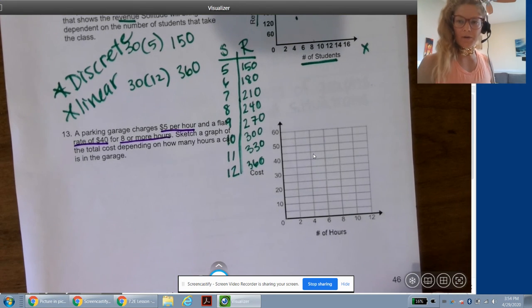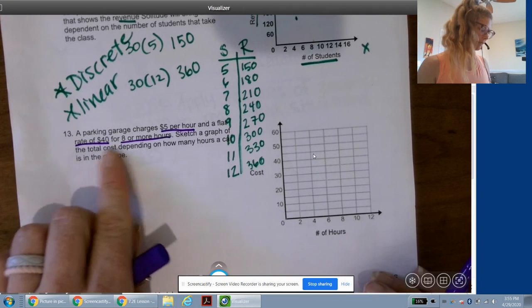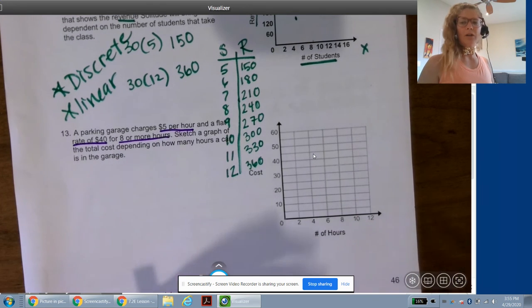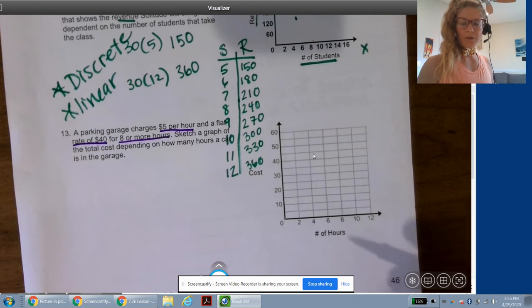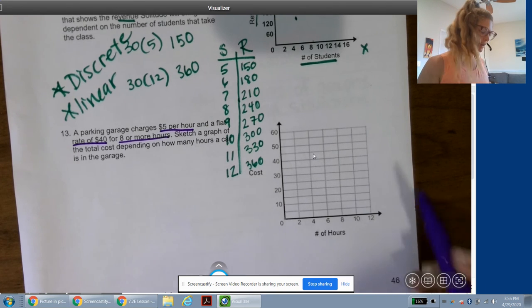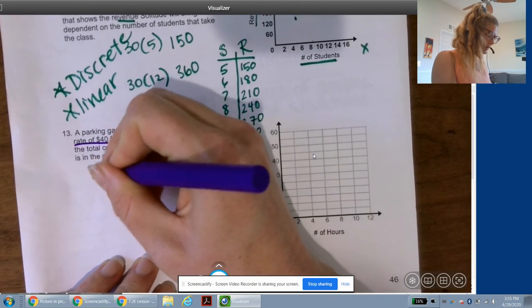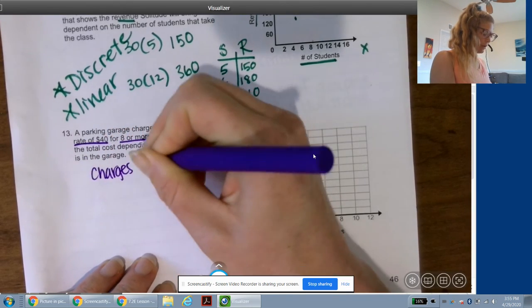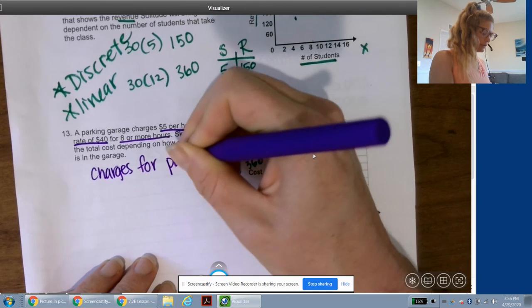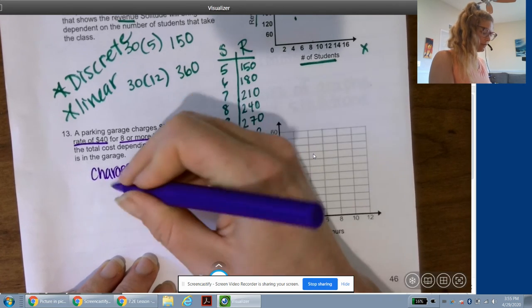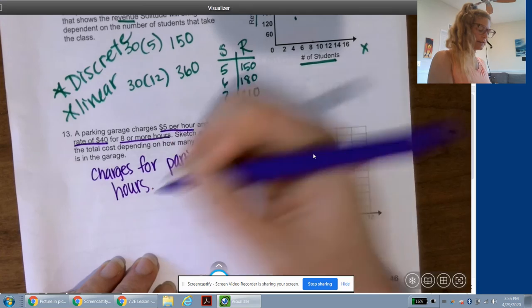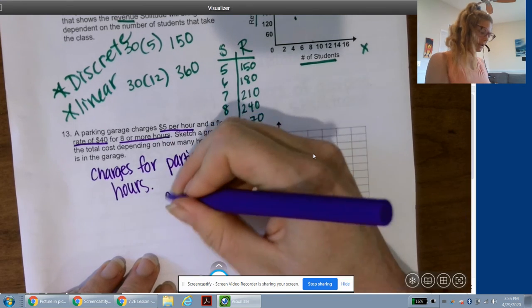So parking garage is also, if you park there for 5.5 hours, the good parking garages, especially if they're charging a flat rate for 8 or more hours, they're going to charge you for that partial hour. They're not going to round up and charge you more, which is really nice. So we're going to assume that's how this parking garage is. It charges for partial hours. And by making that assumption, we're going to say that this graph is continuous.